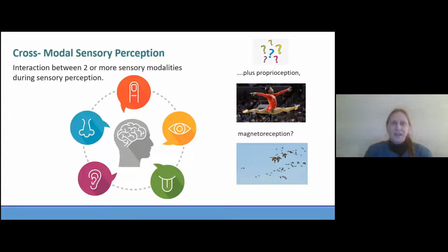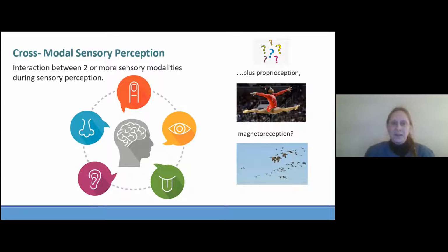So to start, this is really the phenomenon that underpins the hypotheses. And I'll give a brief overview, and I say a brief overview because cross-modal sensory perception is a really diverse and complex field. But in brief, I'm talking about an interaction between 2 or more sensory modalities during sensory perception. As I say, there's a lot of work, particularly in humans, which I guess is understandable because we can report directly on our subjective sensory experiences.